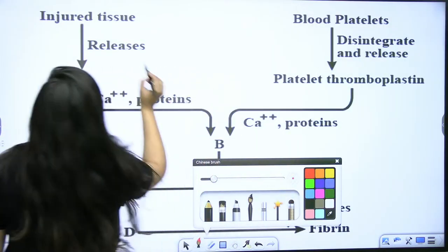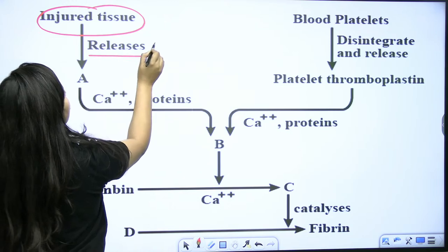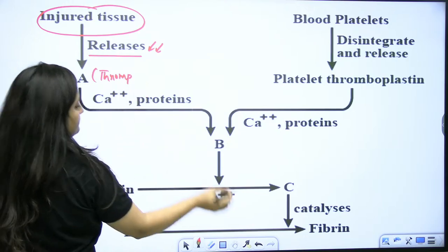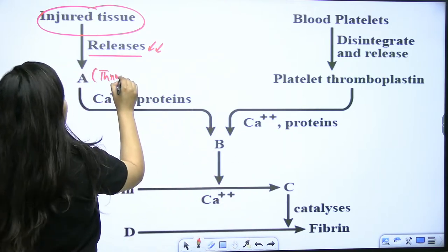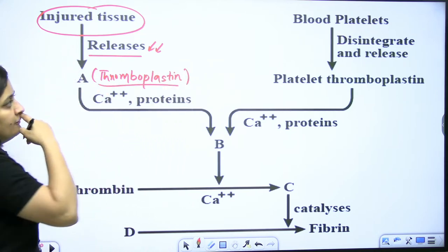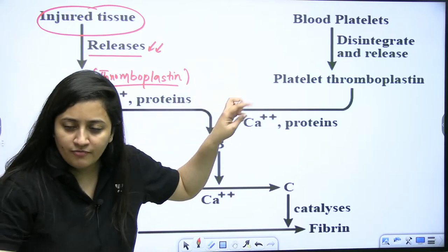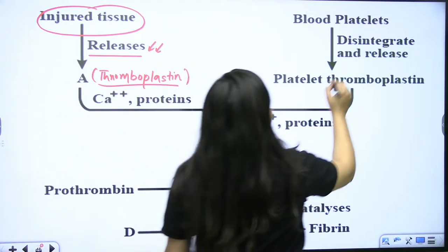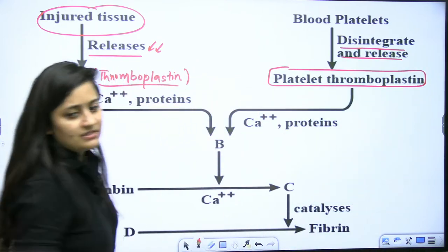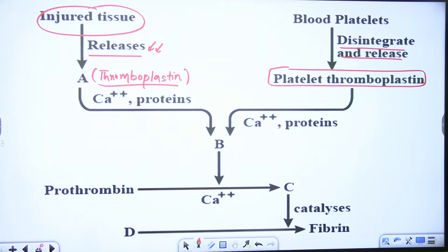Now see, when the tissue is injured, the injured tissue will release certain factors. And that A is nothing but thromboplastin. Blood flow will be there to the injured site. Here also the blood platelets will disintegrate and release thromboplastin. So what will be released initially? The thromboplastin. Clear?